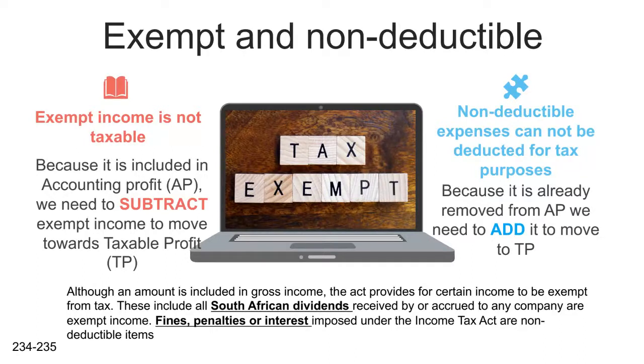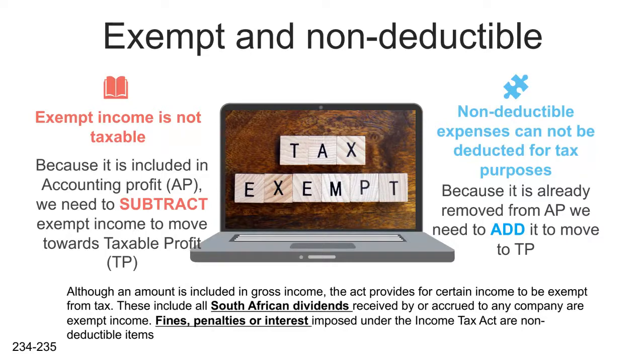So the important thing is it's not dividends paid, right? Dividends paid is you paying dividends, and it's not dividends from foreign companies. It's only South African companies, okay? Because the reason why is because it's already been taxed in dividends tax, and so therefore it is exempt for tax purposes. The other one that we learned about was the taxable capital gain.